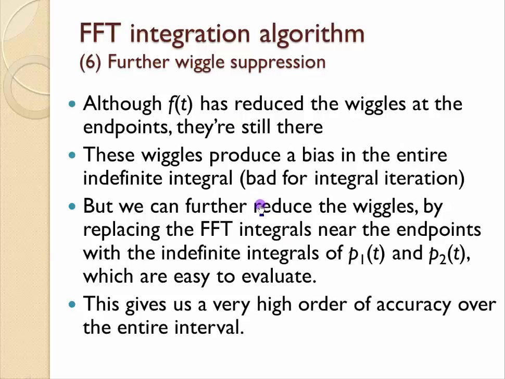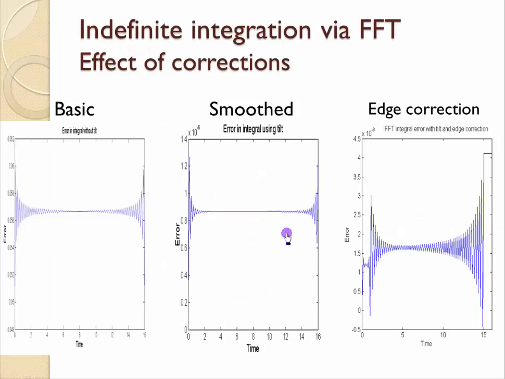However, we know that the discontinuity produces wiggles at the endpoints. But I have an alternative expression for the indefinite integral at the endpoints. I do have these original polynomials that I used to generate the smoothing polynomial. So at the endpoints, I already have a method of integrating. So I just surgically remove the FFT integral at the endpoint and replace it with this other integral, and I reduce the wiggles further. So here's an example.